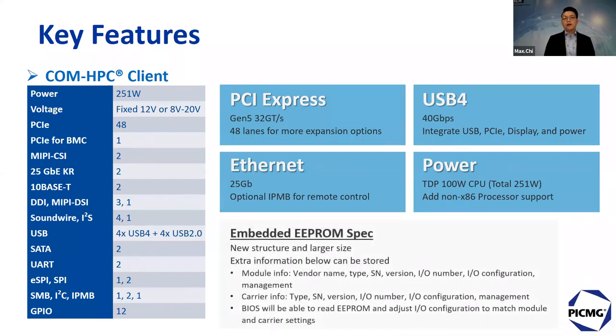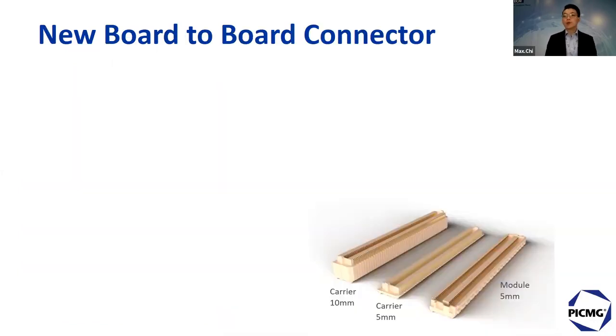On the other hand, COM-HPC also modifies the embedded EEPROM spec to add a new structure and increase the EEPROM size to store more information. Most importantly, the BIOS will be able to read the EEPROM and adjust I/O configuration to match module and carrier settings. Now let's talk about board-to-board connector.